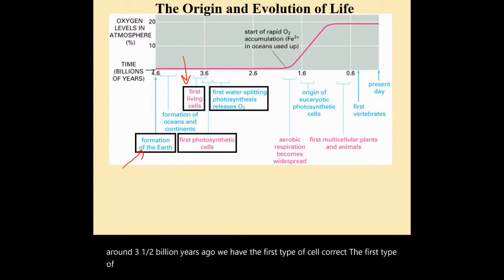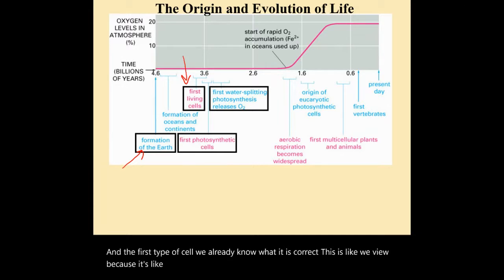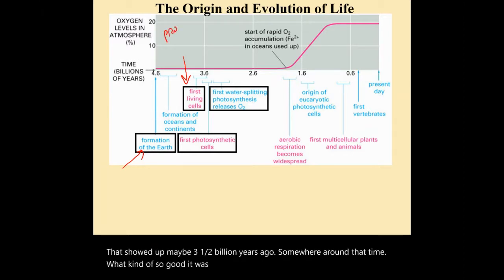And the first type of cell, we already know what it is, correct? This is like review because it's like chapter 1. The first type of cell showed up maybe 3.5 billion years ago, somewhere around that time. What kind of cell? Good. It was prokaryotic.